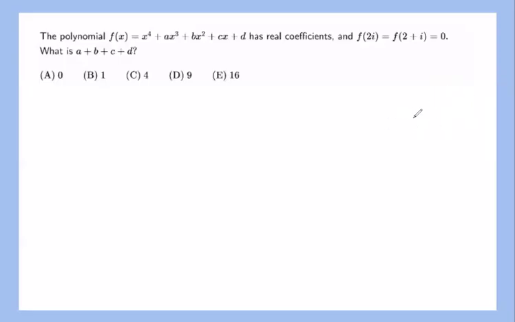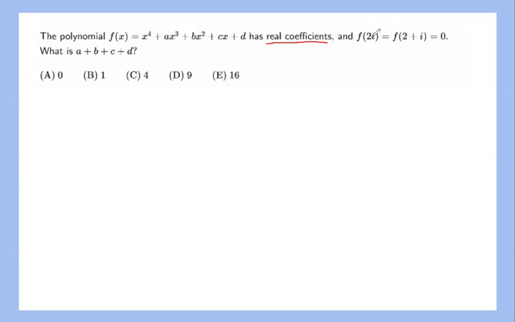So we have an AMC 12 problem today. We have a polynomial of the fourth degree with real coefficients. Let's highlight this: f of 2i and f of 2 plus i are 0. This is actually telling us a lot. And now we want to find the sum of the coefficients of these terms.